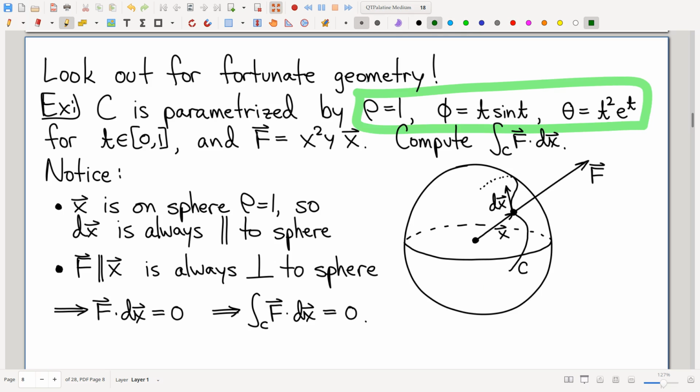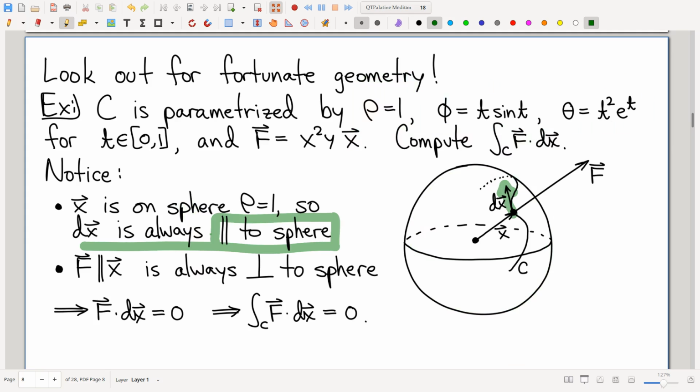And it kind of leaps off the page that rho equals 1, which means we are entirely confined to the unit sphere. And now I'm going to make a geometric appeal. If you are moving on the unit sphere, then your tangent vectors are all parallel to that same surface, parallel to that same sphere. So all of our dx vectors here are all tangent to the sphere. Is that cool?